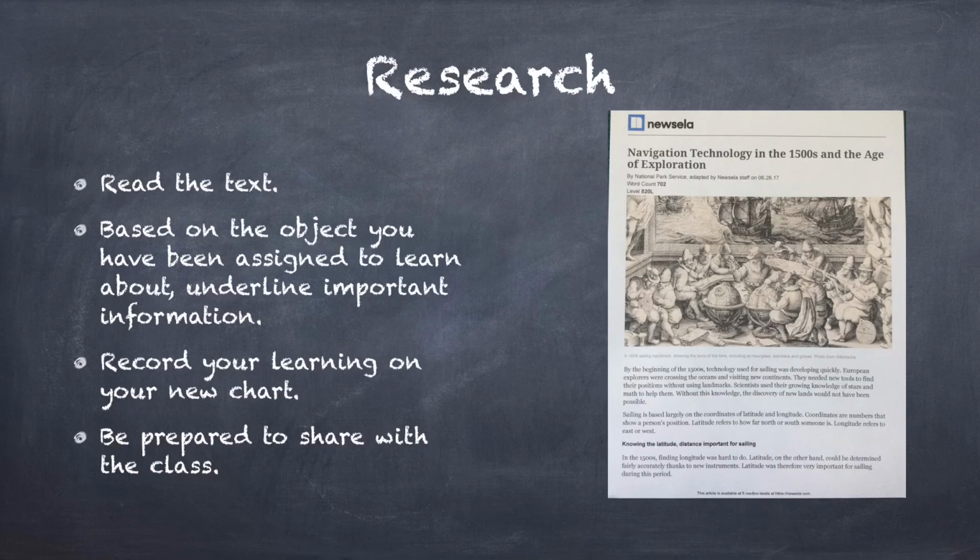Now that we have had a chance to view and brainstorm some of the technology explorers used during the 1500s, I am giving you a text and a slip of paper with one or two of the objects named on it. The objects named on your slip of paper are the objects you need to become an expert about. I do want you to read the entire text, but I want you to concentrate on collecting information about your technology that you have been given.